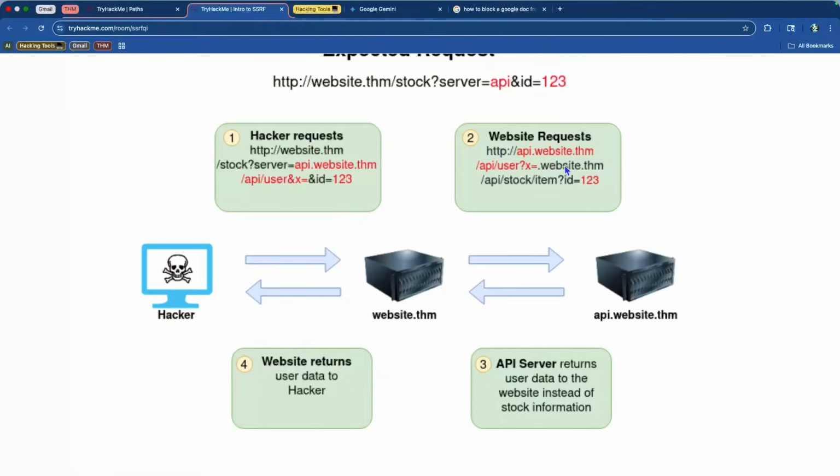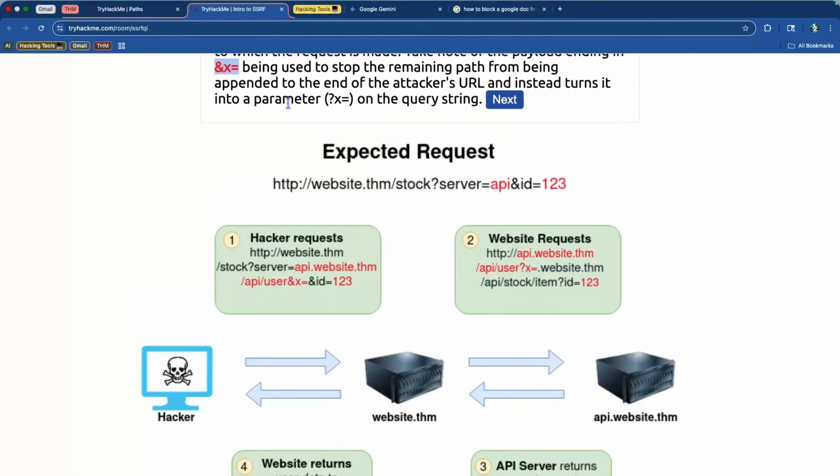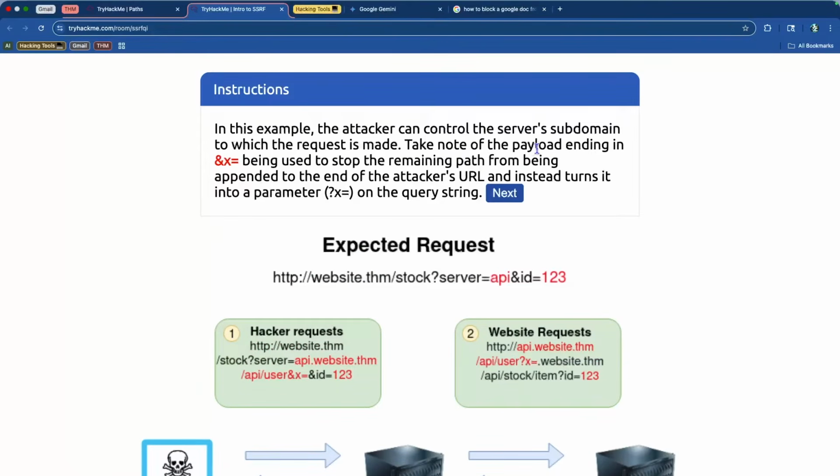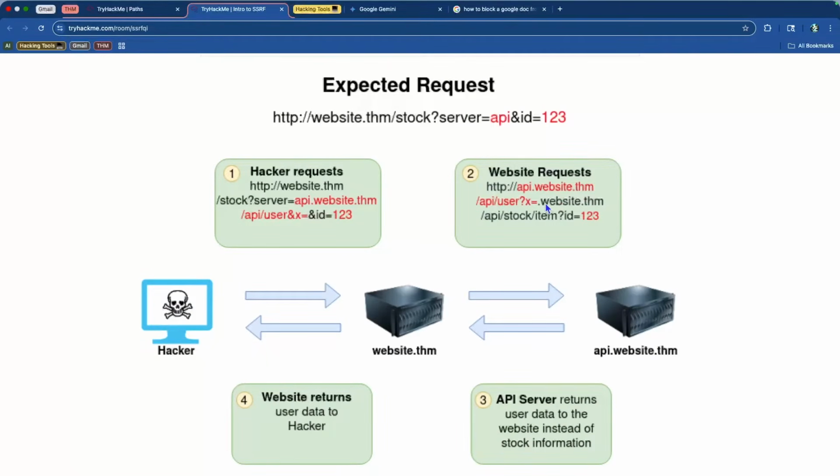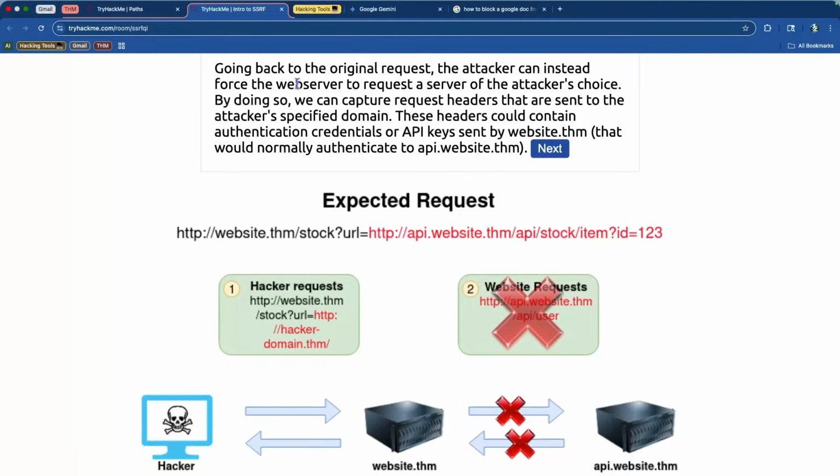So we made this request to the website. The website converted this request to this request, and it did so based on these few elements. When you add this to the end of an image, it stops the remaining path from being appended to the end of the attacker's URL and instead turns it into a parameter on the query string itself. Then it was placed at the beginning of the URL, which ends up acting as a subdomain, and from there it's submitted to the server. So now if we go back to the original request, the attacker can instead force the web server to request a server of the attacker's choice. Instead of requesting the normal server that it would actually request, we can give it a different URL to go and request.